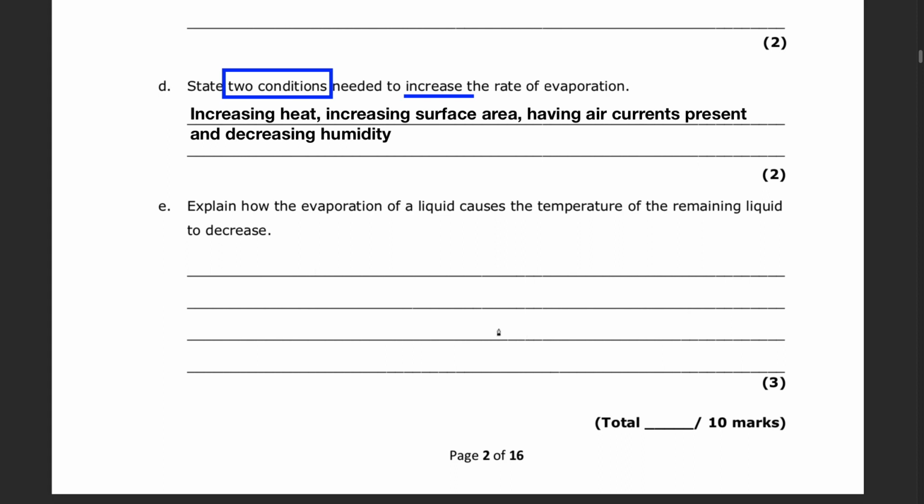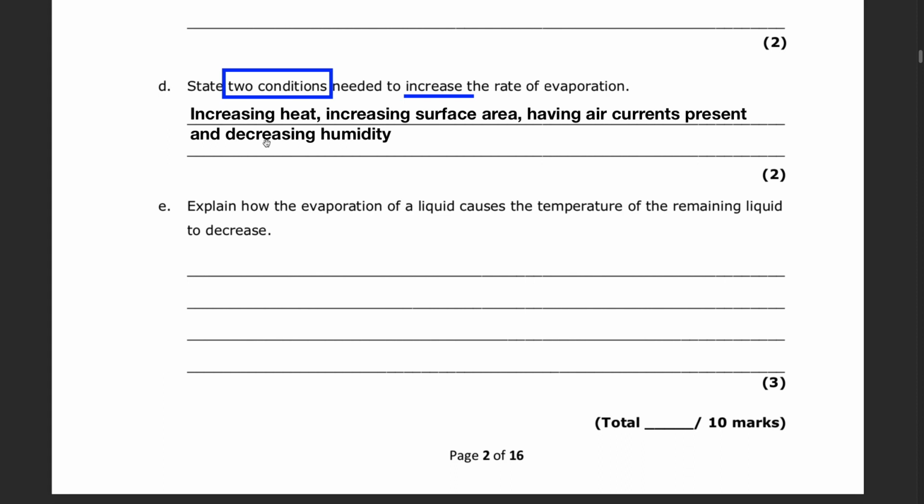Question 1e. Explain how the evaporation of a liquid causes the temperature of the remaining liquid to decrease. We had mentioned this a number of times, including our mid-yearly exam and our homeworks, where we said evaporation is a cooling process. Why is it a cooling process? Because as one particle evaporates, it takes with it energy that it would have stolen from the other particles, which means the other particles are left with less energy.